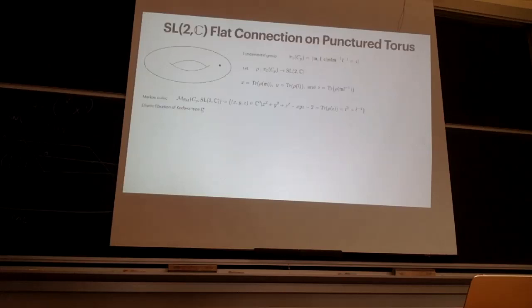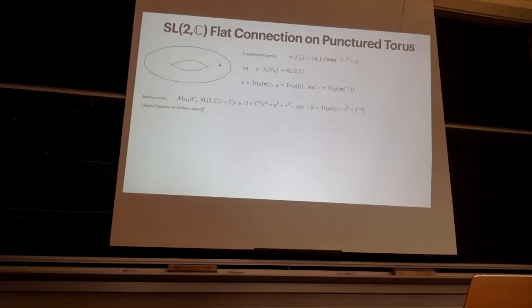Okay. Right. So let's talk about those flat connections again. So we have a fundamental group of the punctured torus. This is an SL2C representation. So X, Y, and Z. X is the image under this map of the meridian, or the A cycle. Y is the image of the longitude, or B cycle, and then the trace of one times the inverse of the other is the third guy, right?